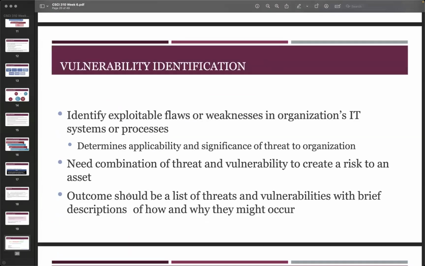So right here we need to identify those that we talk about, the weaknesses, and then determine the applicability and significance of the threat to the organization. Then somehow we need a combination of the threat and vulnerability to create a risk to assess. And the outcome should be a list of the threats or vulnerabilities with a brief description of how and why they may occur.